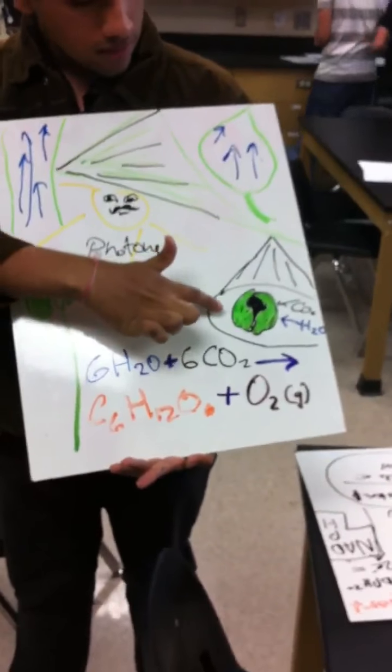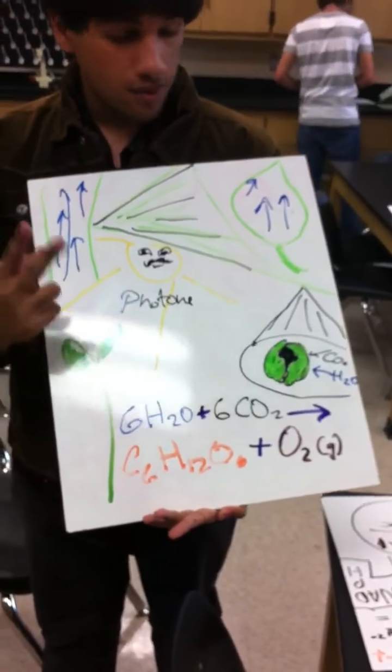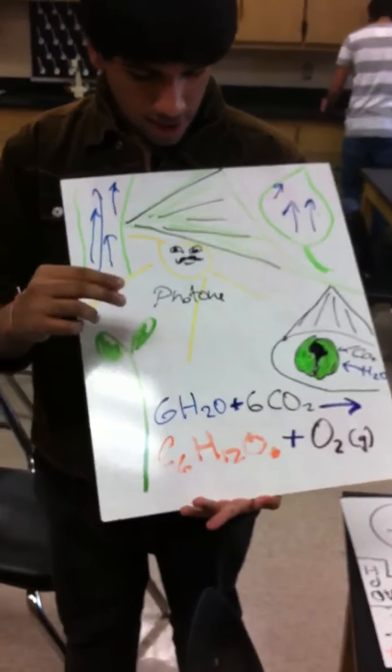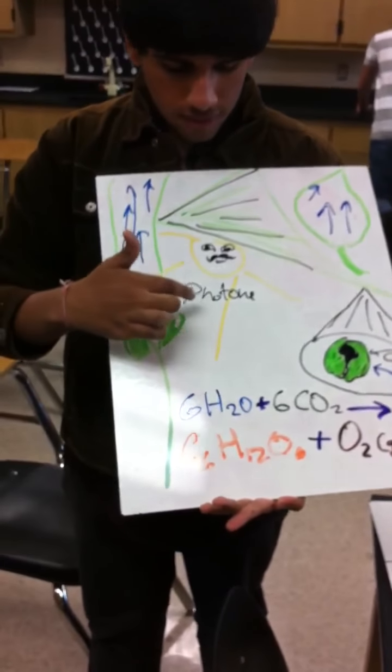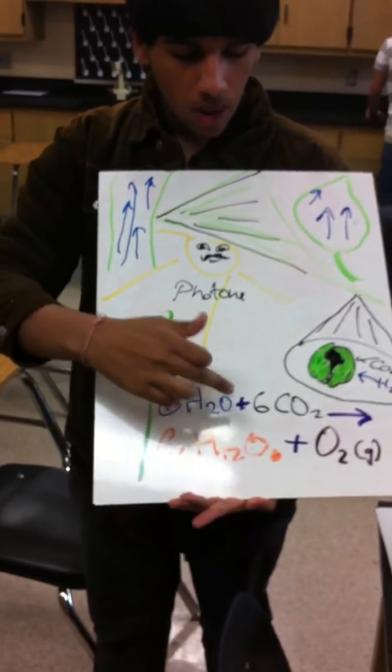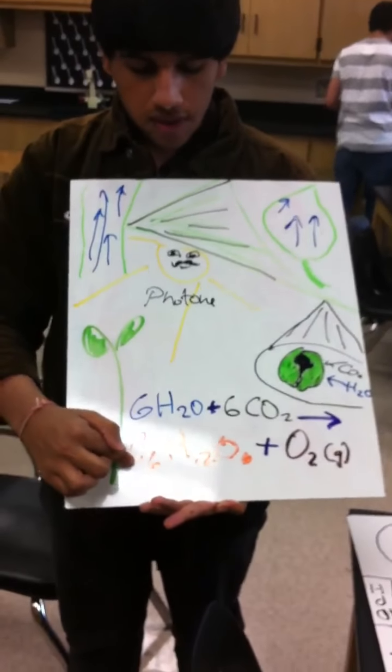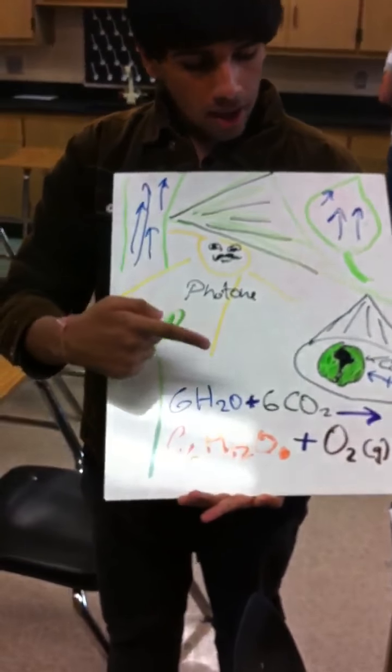into the stoma, which is composed of two guard cells. The stoma also takes in water and carbon dioxide. Photosynthesis involves 6H2O and 6 carbon dioxide, which react to form glucose, C6H12O6, and oxygen gas.